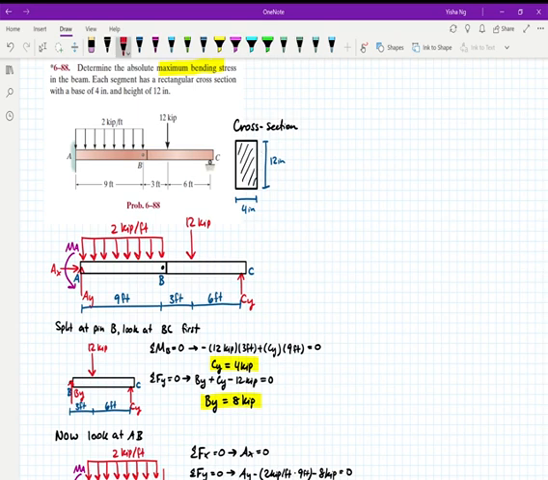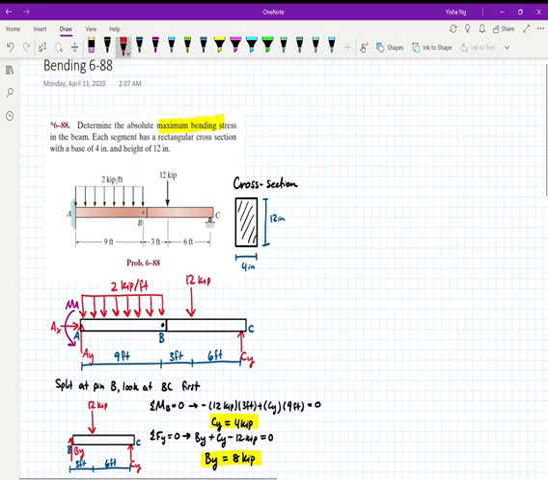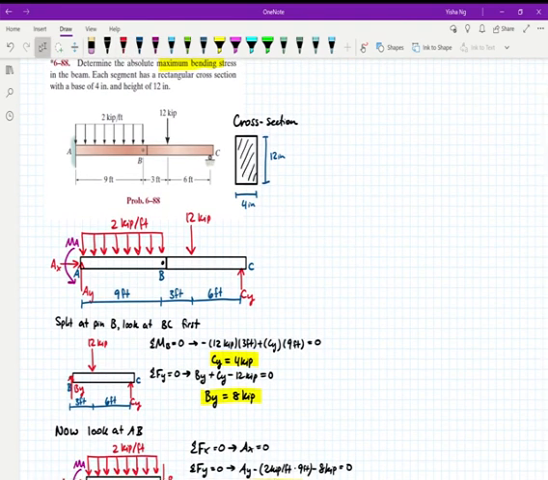When I split at the pin B, I get a reaction By. In reality, I would also have a reaction Bx here, but we know that that equals 0. So I have a moment equation and a sum of forces. Based on that, I can find my Cy and my By values.